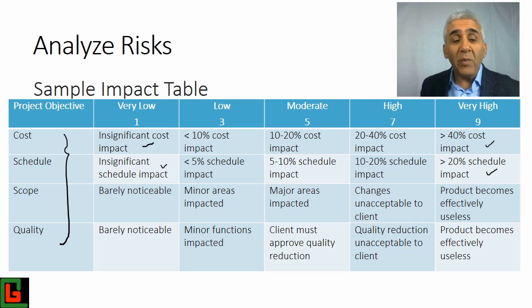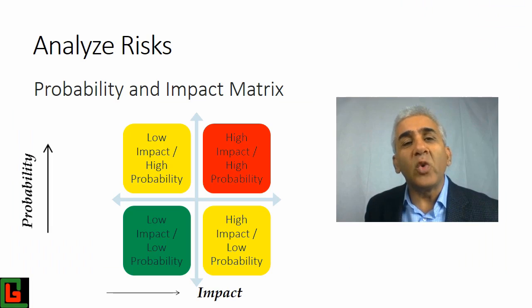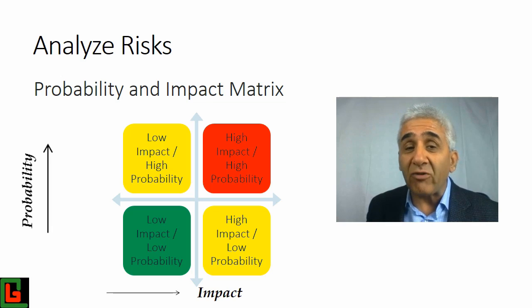Similarly, on scope and quality. So as things get worse, the numbers change from 1 to 9. So as the impact is bigger, the bigger is the number. So 9 is the highest impact and 1 is the lowest impact. So what do we do once we have identified the impact and the probability? So if the probability is high, impact is high, that means the risk is high. There is a high chance of risk happening and the impact of that will be high.